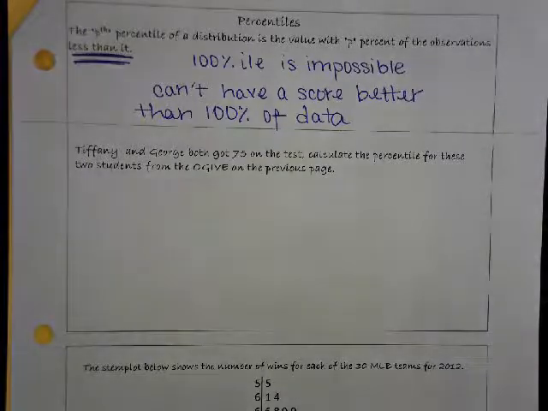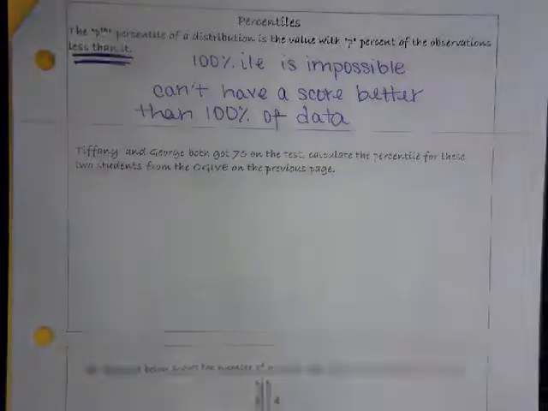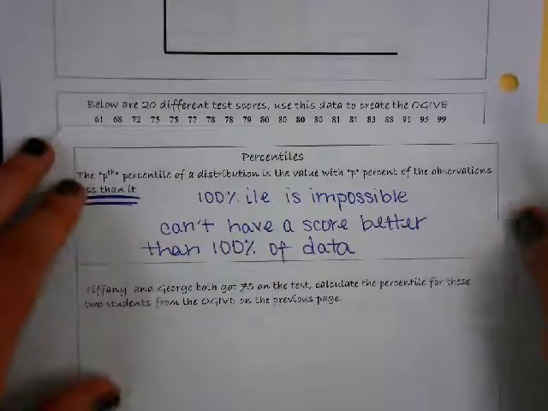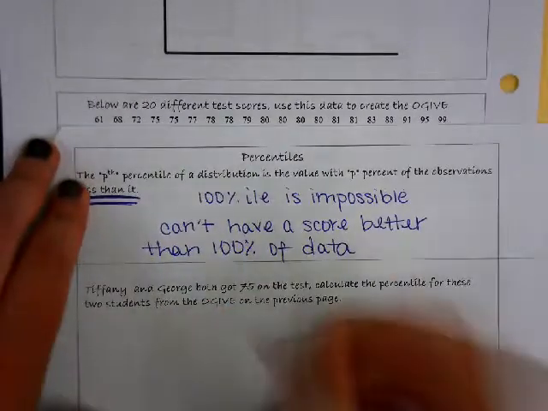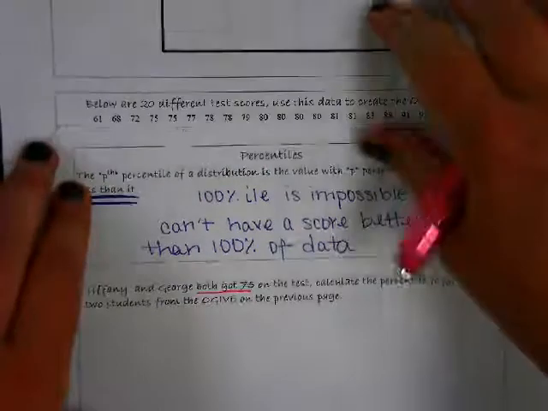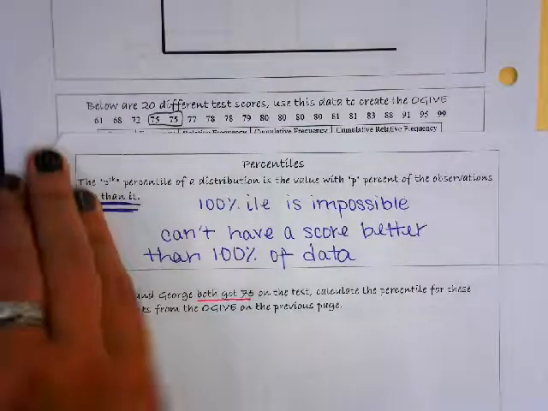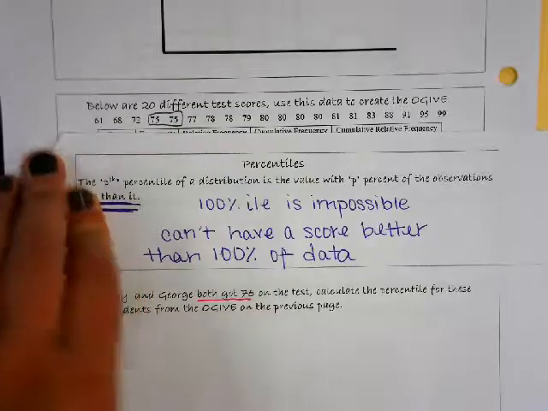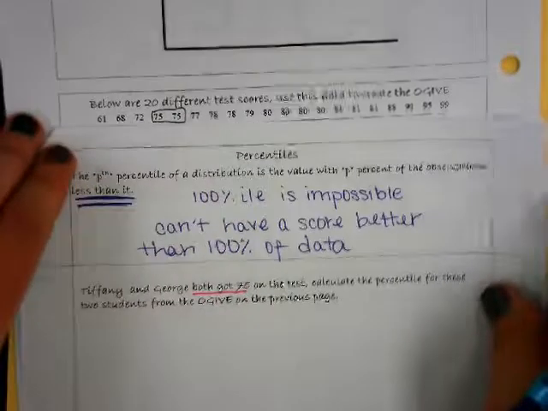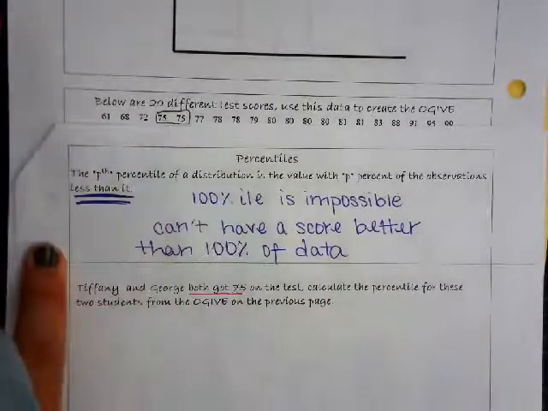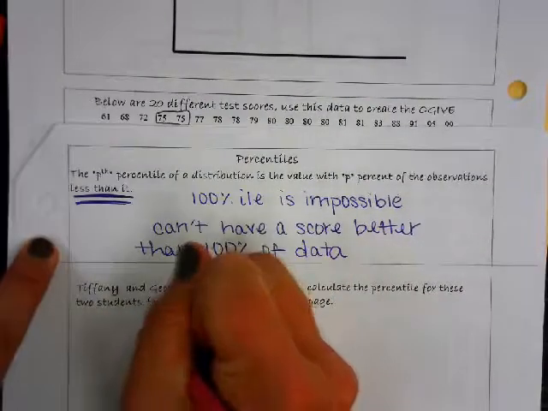So we're looking at, they both got 75. So that is these two scores right here. We do not include those scores when we are calculating a percentile. We only look at the number of scores below those. So there's 1, 2, 3 test scores below theirs, and there were 20 total. So we're looking at them being in the, 3 times 5 is the 15th percentile.